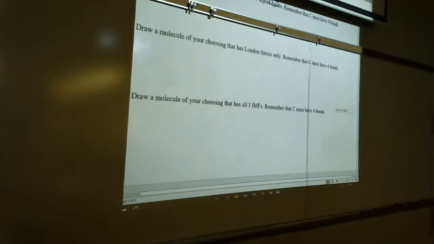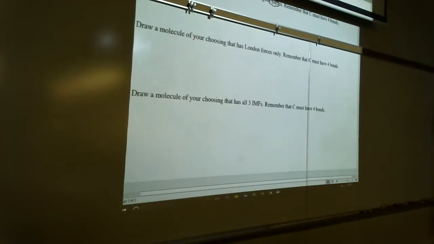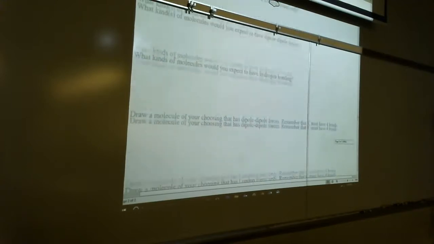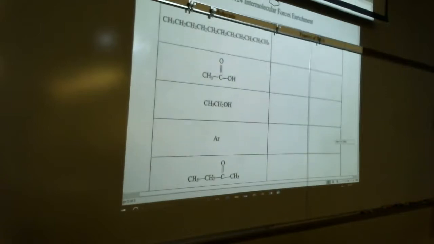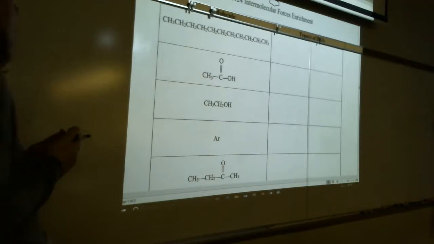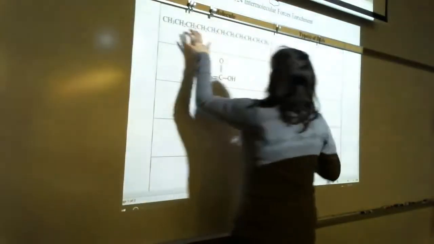And then the last 2 are drawings. Draw a molecule of your choosing with London forces only. Remember that carbon must have 4 bonds. Draw a molecule of your choosing with all 3 IMFs. Remember that carbon must have 4 bonds. So if you're watching this online, hit pause, give these problems a try, and then resume the video when you're ready to see the answers. Or you can go directly to the course website, download the file, try it all at once, and then grade your work. All right, so first one, let's look at this.